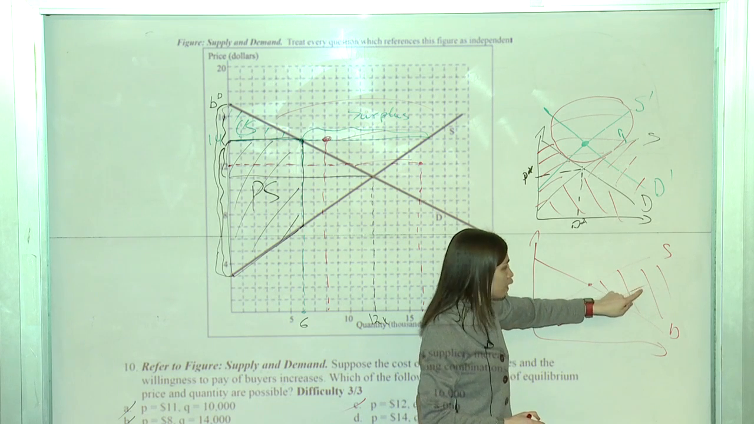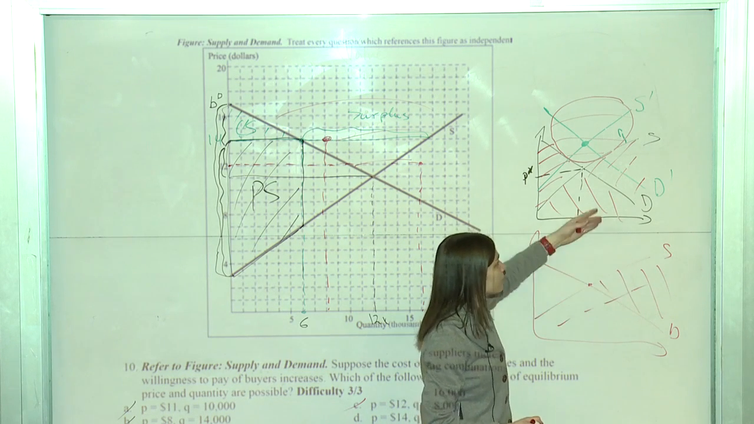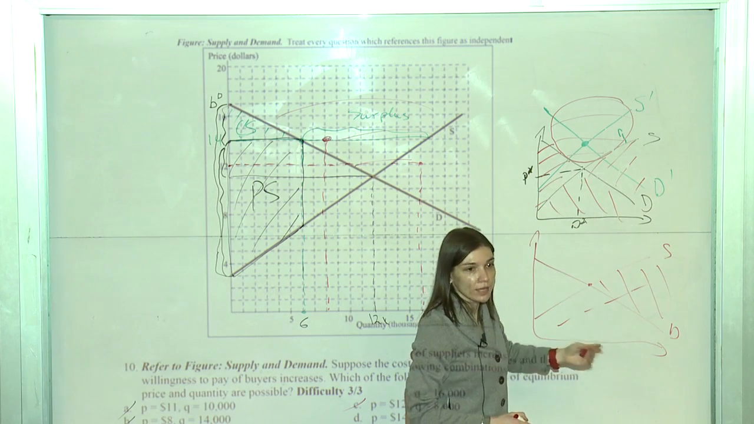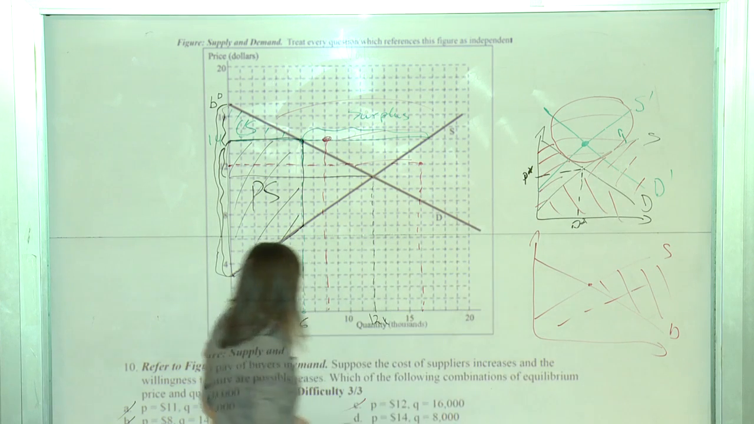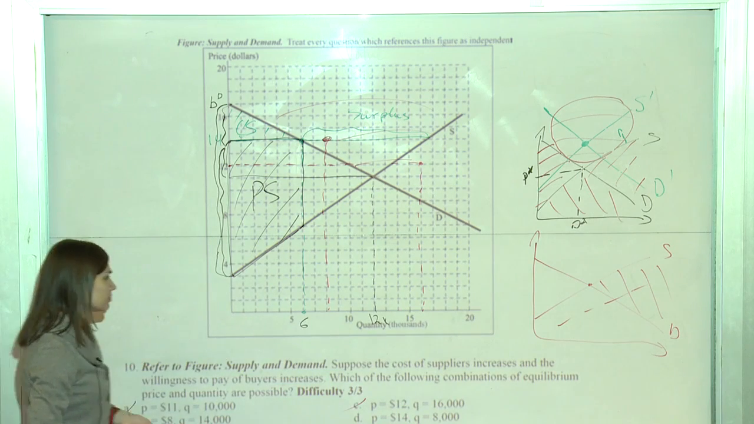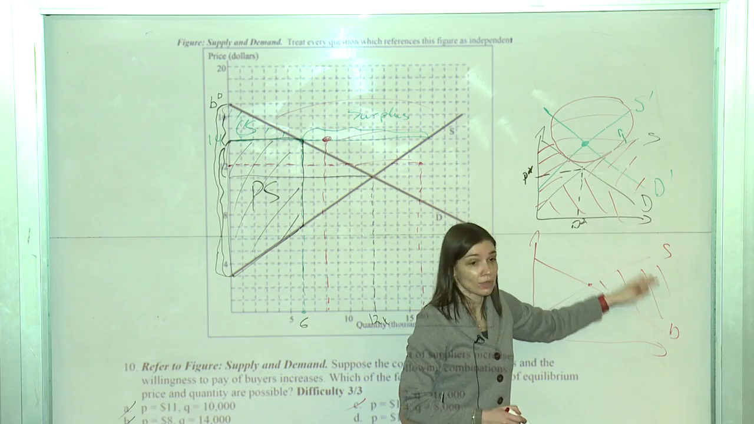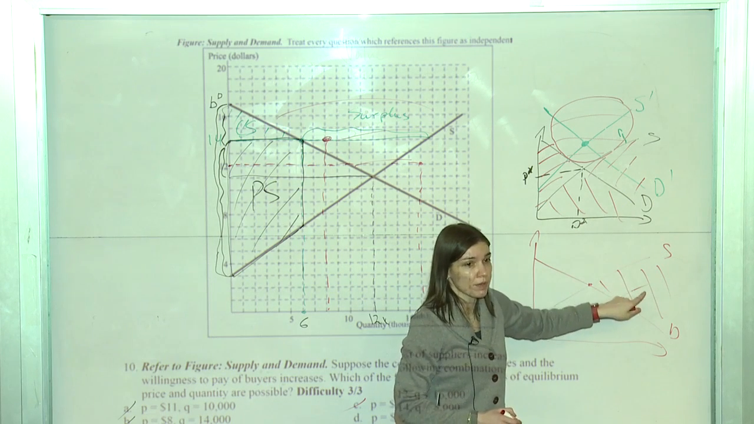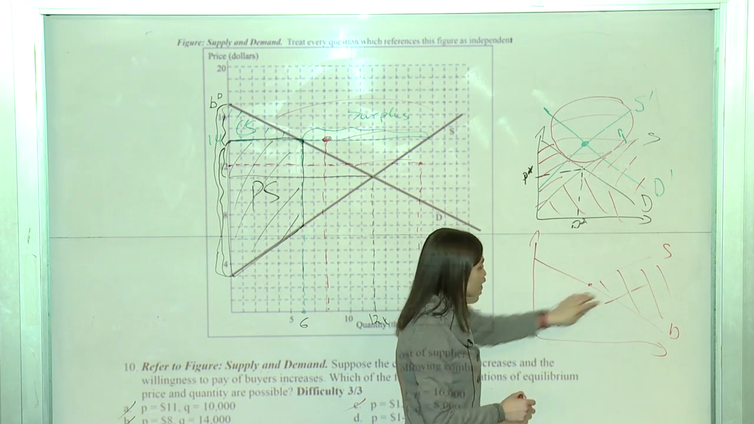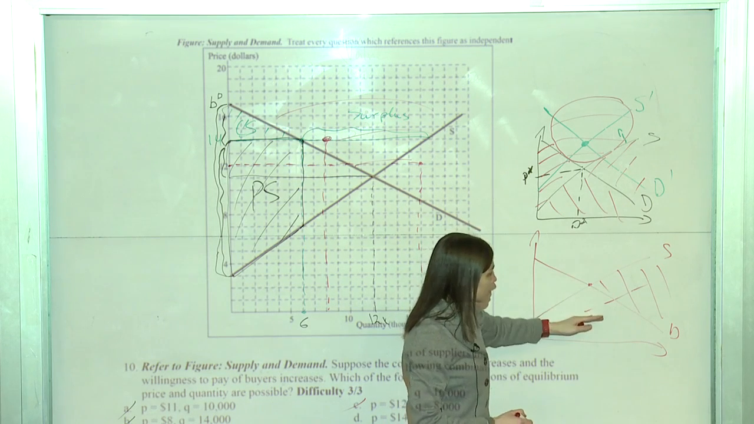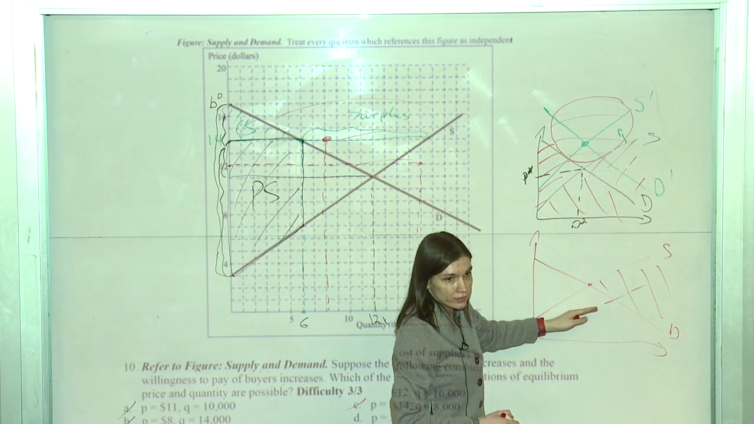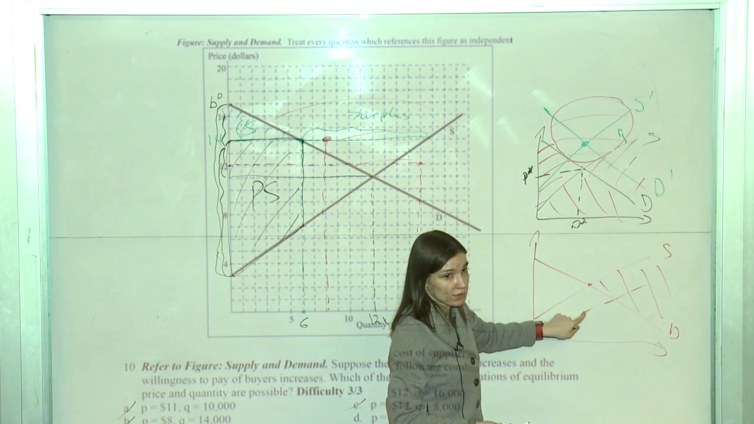But in this case, we are given that supply is shifting to the left, right? Because we know that the cost to suppliers is increasing. So we know that supply does not go that way. It goes the other way. So here is impossible. To end up in this quadrant, supply needs to go to the right, and it does not. So we know we're not going to end up here.